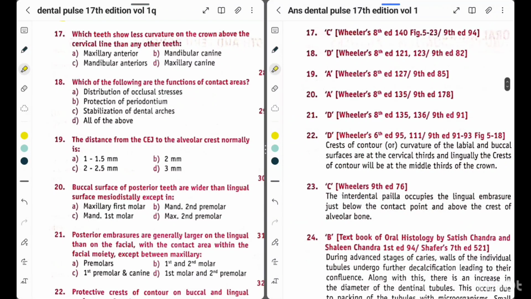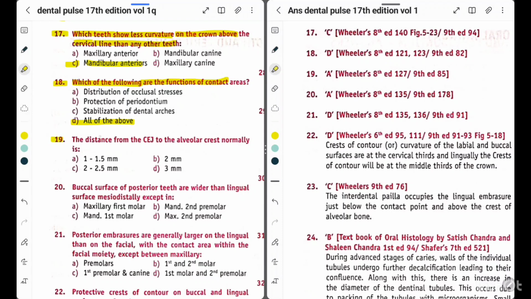Now question 17. Which teeth show less curvature on the crown above the cervical line than any other teeth? Option A, maxillary anterior, option B, mandibular canine, option C, mandibular anteriors, option D, maxillary canine. So its answer is option C, mandibular anteriors. Question 18. Which of the following are the functions of contact areas? Option A, distribution of occlusal stresses. Option B, protection of periodontium. Option C, stabilization of dental arches. Option D, all of the above. So its answer is all of the above.